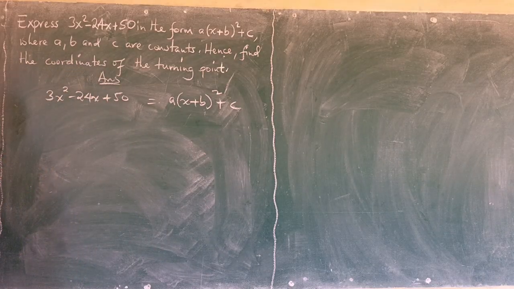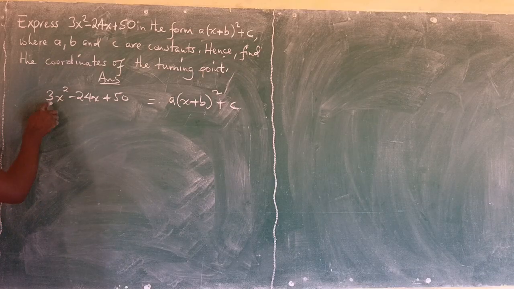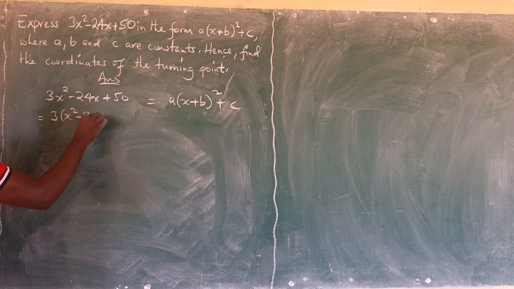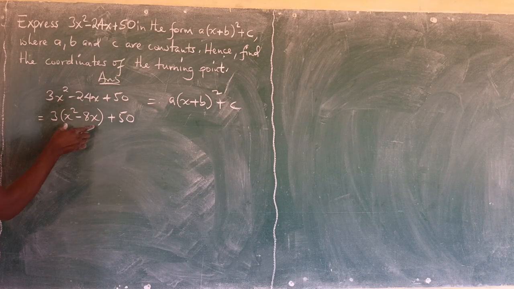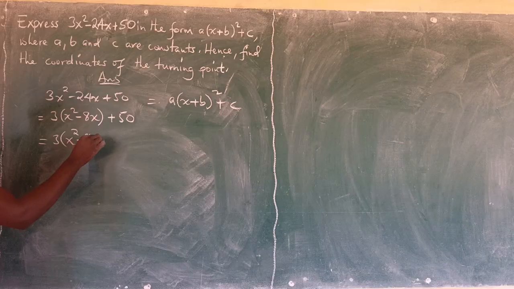Alright, so what we can do is ensure that the coefficient of the squared term is 1. For us to make it like that, we can just factorize these two, taking the 3 as common. We'll have x squared minus 8x, since 24 divided by 3 is 8, then plus 50. From there, for the one in brackets, we complete the square. To complete the square, we'll say x squared as it is, minus 8x.